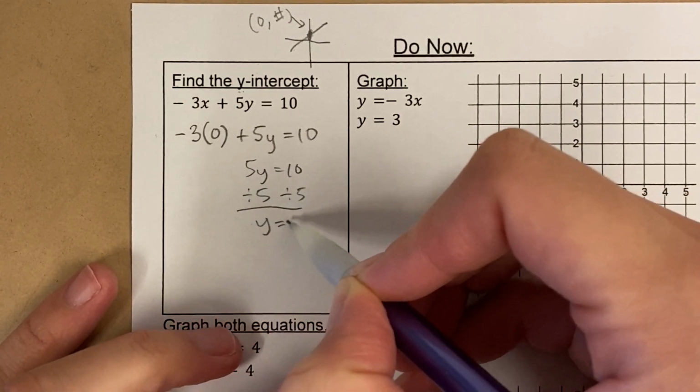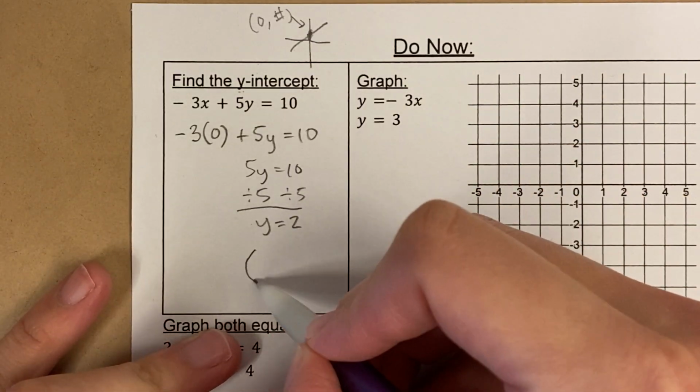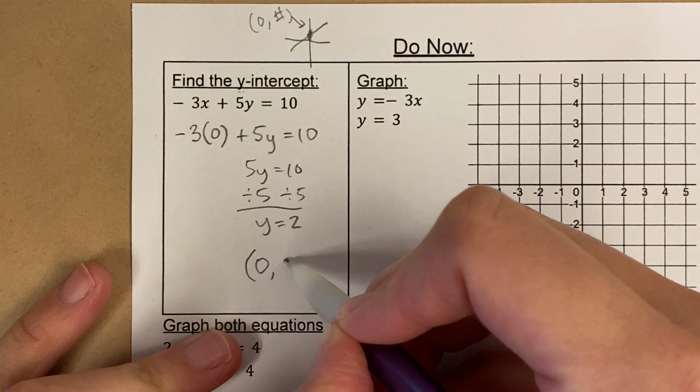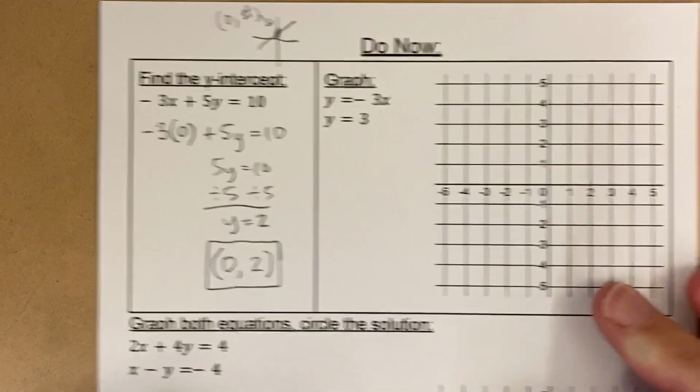Okay, now remember, the y-intercept is a point, so y equals 2 is not the answer here. The answer is that the y-intercept is at this point where x is 0 and y is 2. So this is what you should be entering on the final exam.